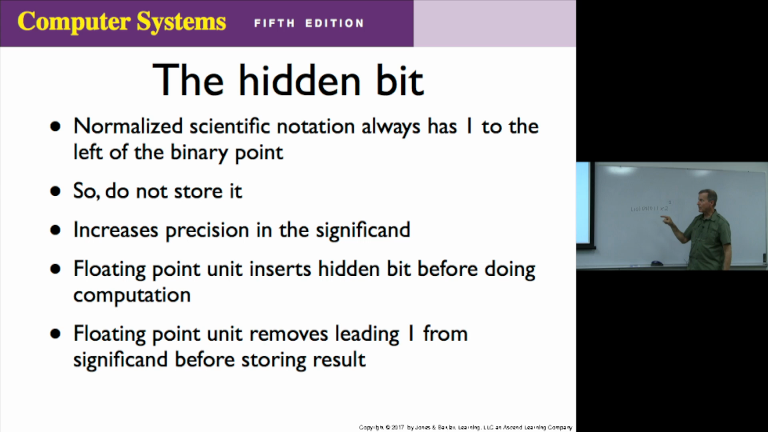With the hidden bit, what happens is, in normalized scientific notation, it always has 1 to the left of the binary point, so don't store it. And that means that we have an extra bit of precision in the significand. But now, of course, the floating point unit that does the computation, when it gets something from storage, has to insert that 1 in there and then do the computation. And then after it's done the computation, when it wants to store it back into memory, it removes the hidden bit and stores it that way. Does everybody see the concept of the hidden bit?